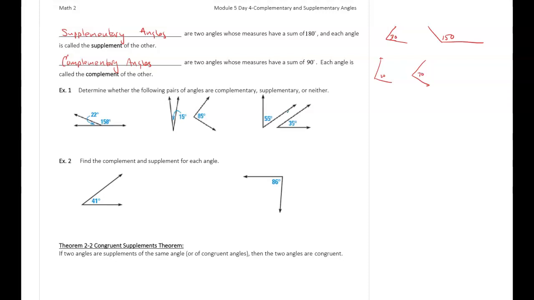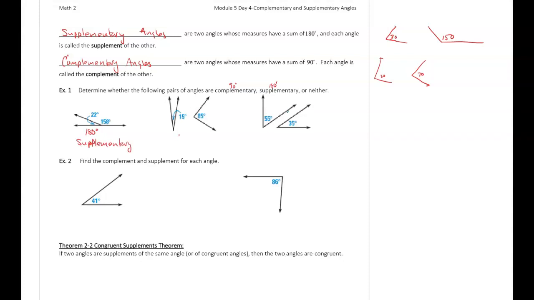So in the first example here, determine whether the following pairs of angles are complementary, supplementary, or neither. So if they add up to 90 degrees, they're complementary. 180 degrees, they're supplementary. If they don't add up to 90 or 180, it's neither. So the first one is 22 plus 158. What's that going to add up to? 180 degrees. Therefore, these two angles are supplementary.